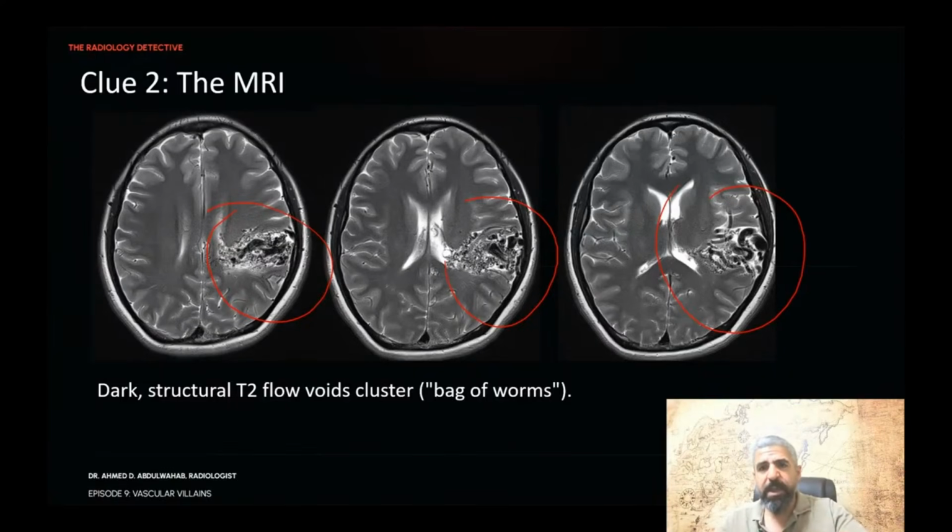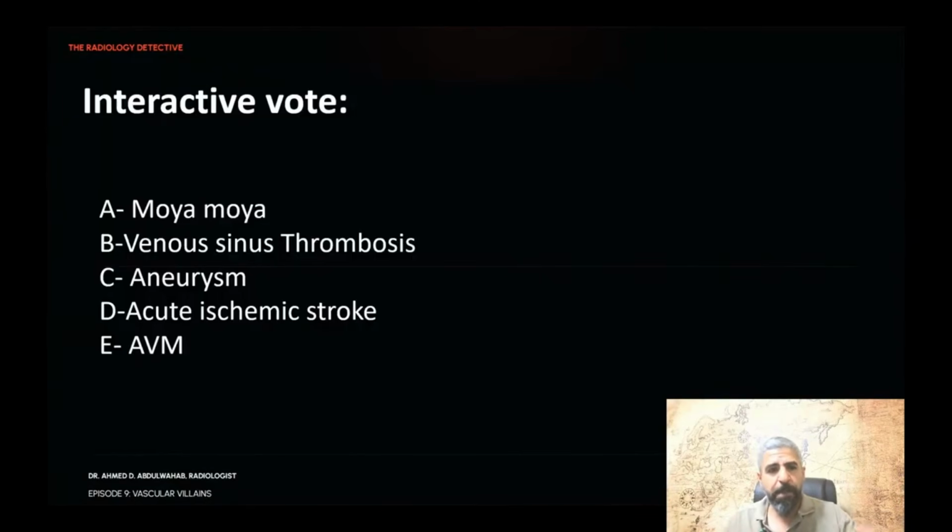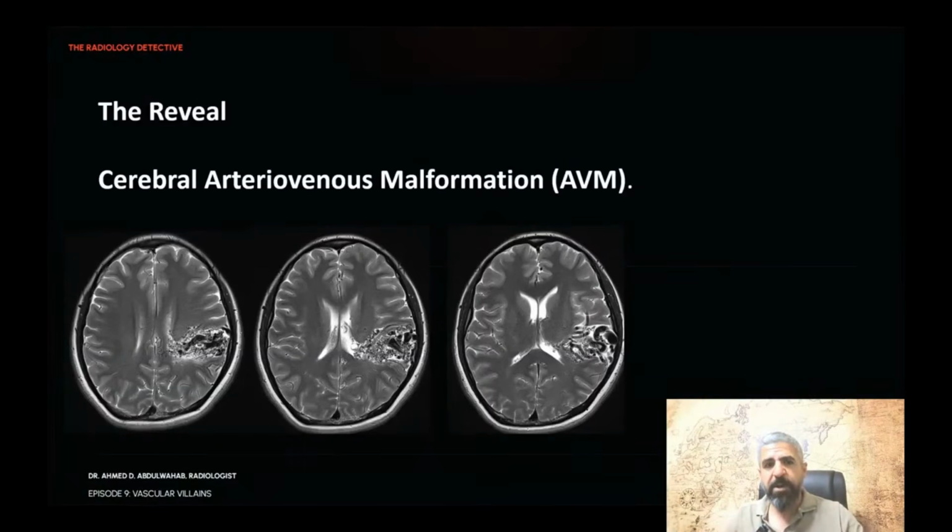So, what is it? Is it A, Moyamoya, B, venous sinus thrombosis, C, aneurysm, D, acute ischemic stroke, or E, AVM? The reveal for this case is E, cerebral arteriovenous malformation, or AVM. It's a classic cerebral AVM. The nidus is fed by dilated MCA branches and drains directly into the dural sinuses. It's a ticking hemodynamic clock. It might rupture and cause a massive bleed at any minute.